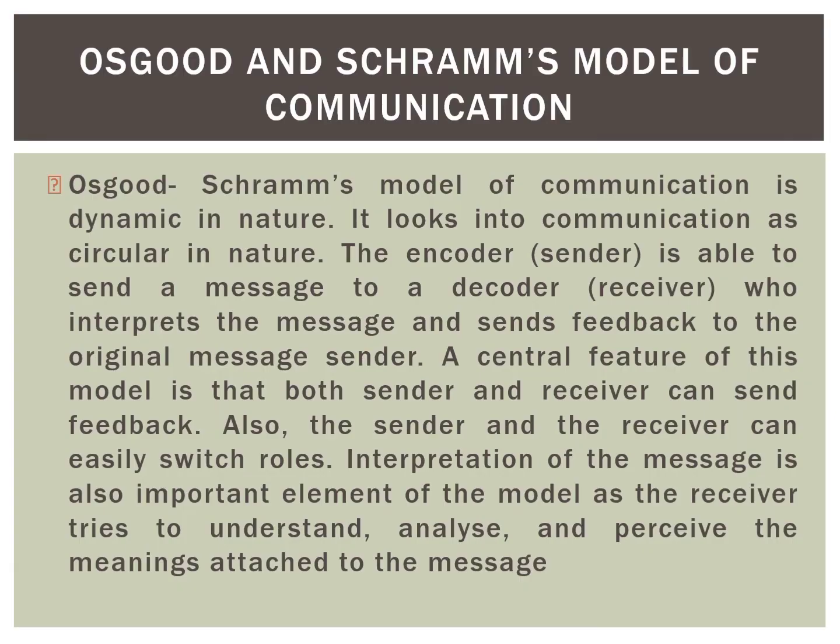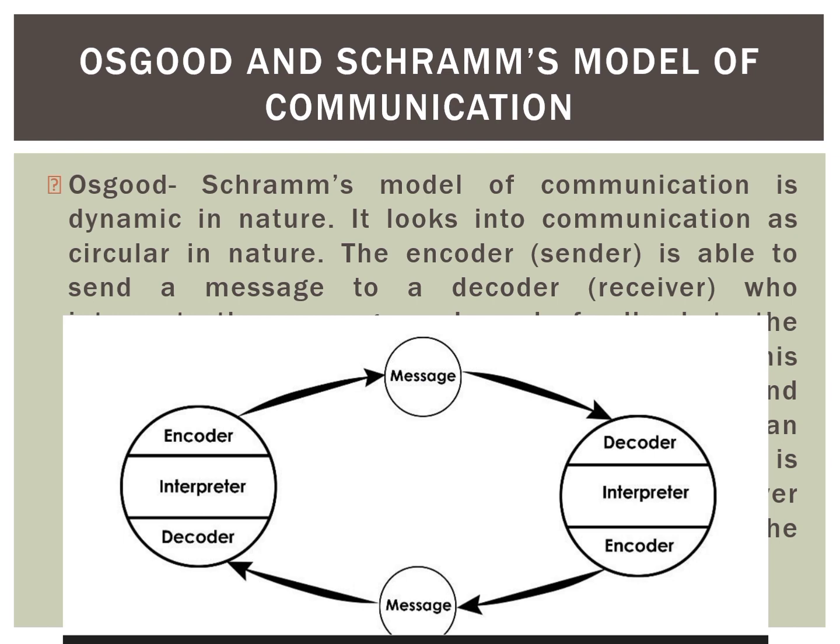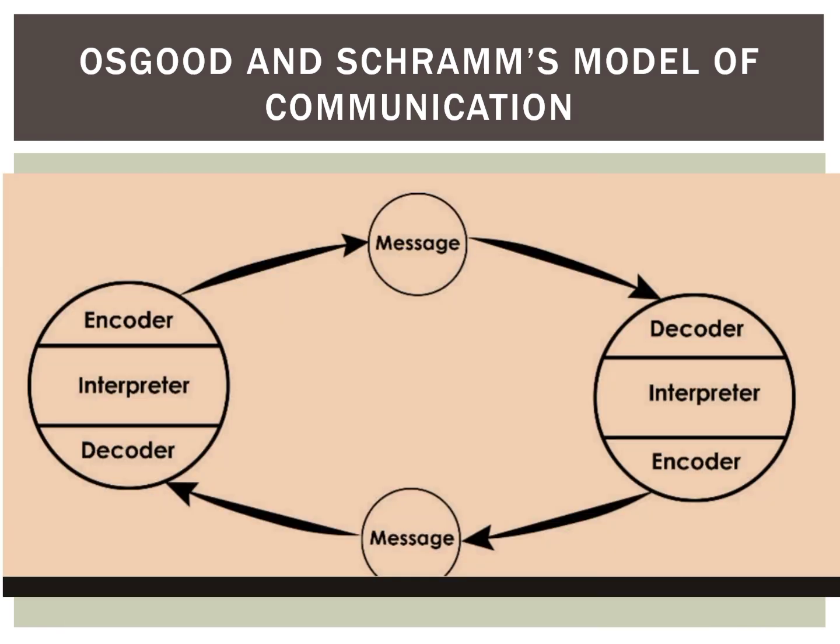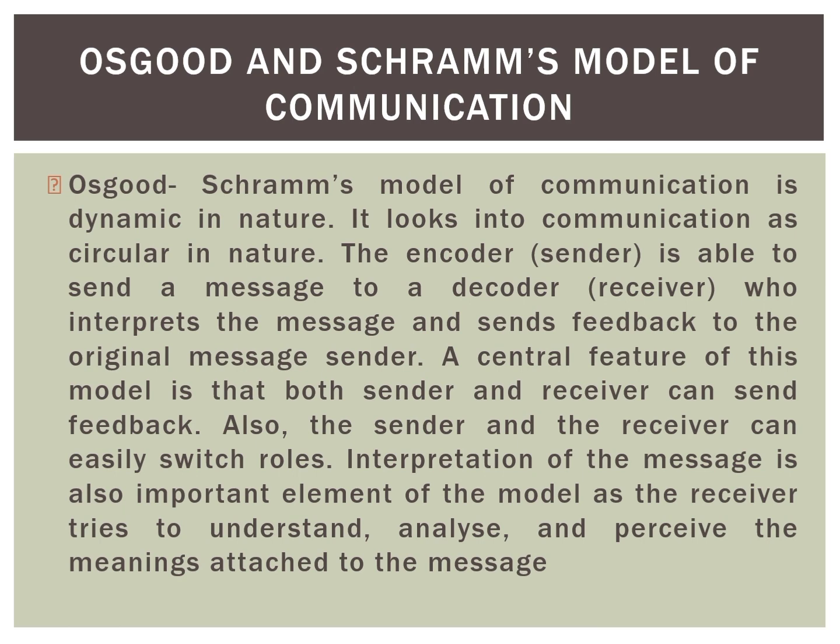Let's move on to Osgood and Schramm's model of communication. Osgood-Schramm's model of communication is dynamic in nature. It looks into communication as circular in nature. The encoder, sender, is able to send a message to a decoder, receiver, who interprets the message and sends feedback to the original message sender.